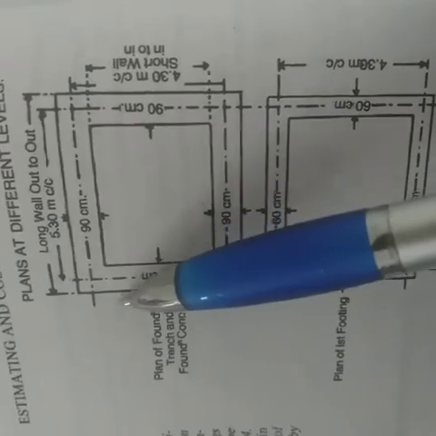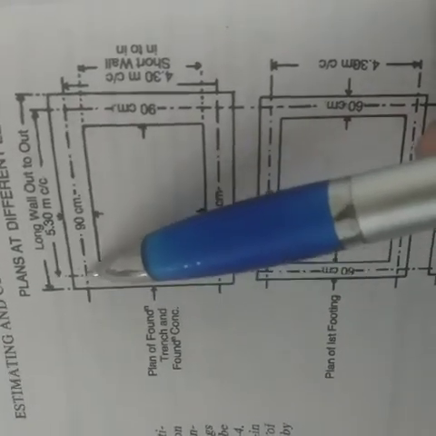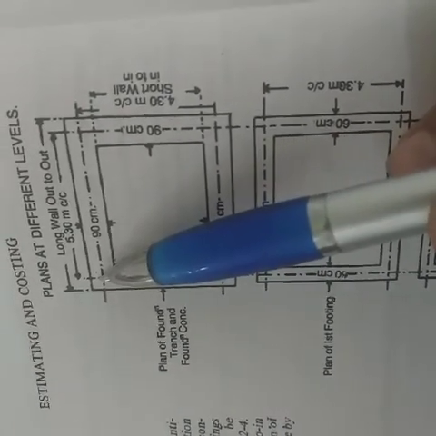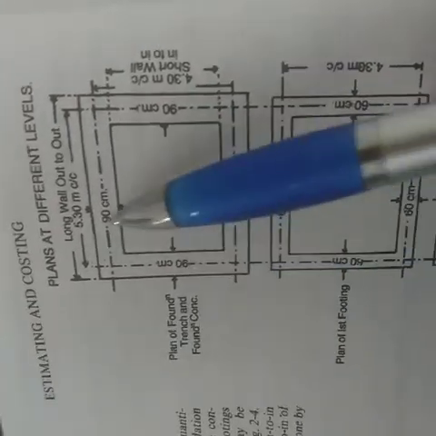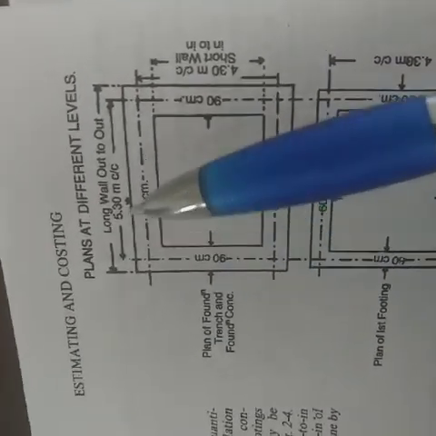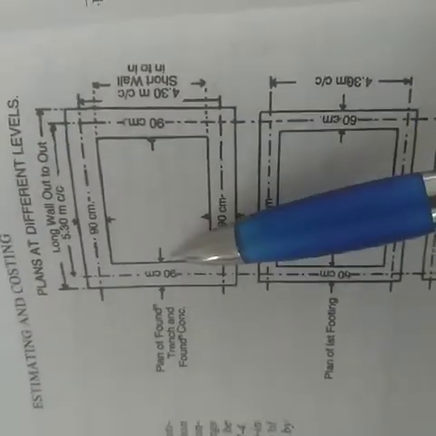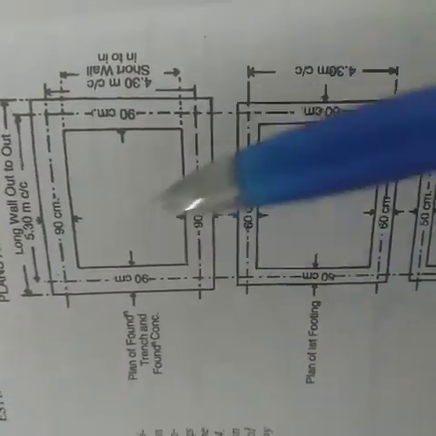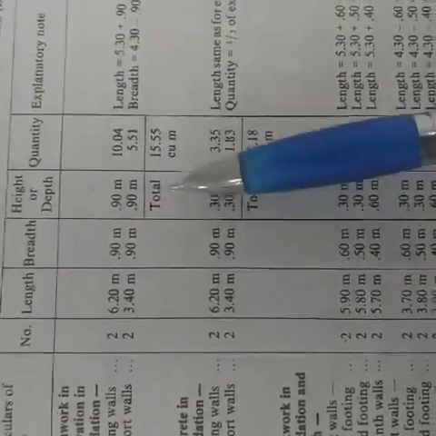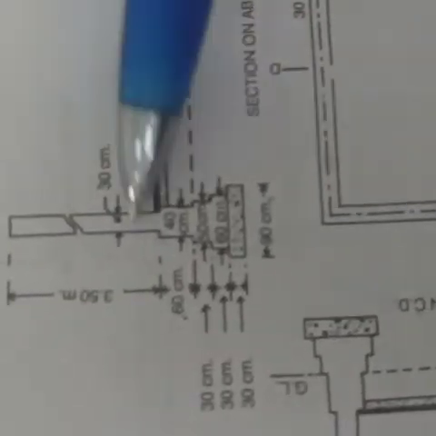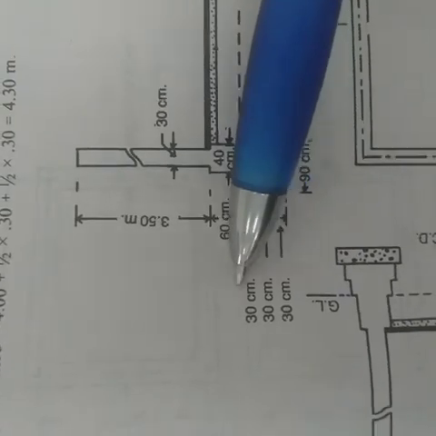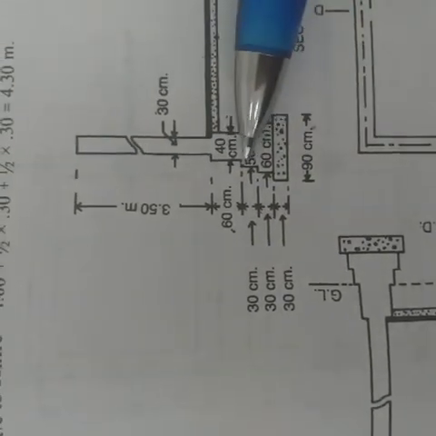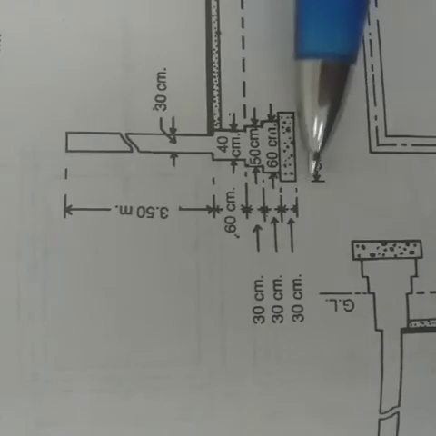This area is calculated two times if you don't subtract it from the short wall and add it in the long wall. So this way you can add or subtract and you can calculate the excavation works. Just multiply this length, breadth and height. The height is 30 plus 30 plus 30, 90 centimeter this way, plus 90, and this 90 is up to ground level.